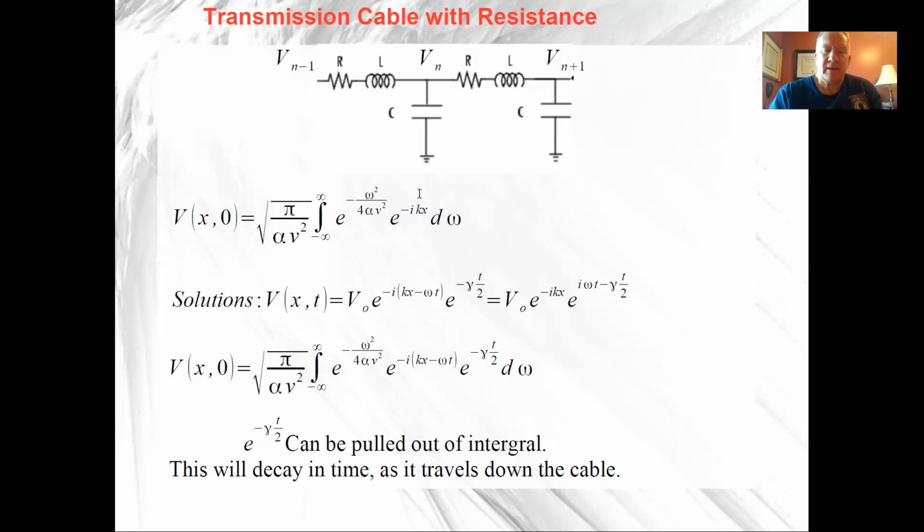However, what we're going to see is that if we send a pulse down this cable, it's going to decay as e to the minus gamma t over 2. So as it travels down the cable, if the cable is really, really long, the signal is going to decay and get smaller and smaller. Okay, so this was an introduction to transmission lines and cables.